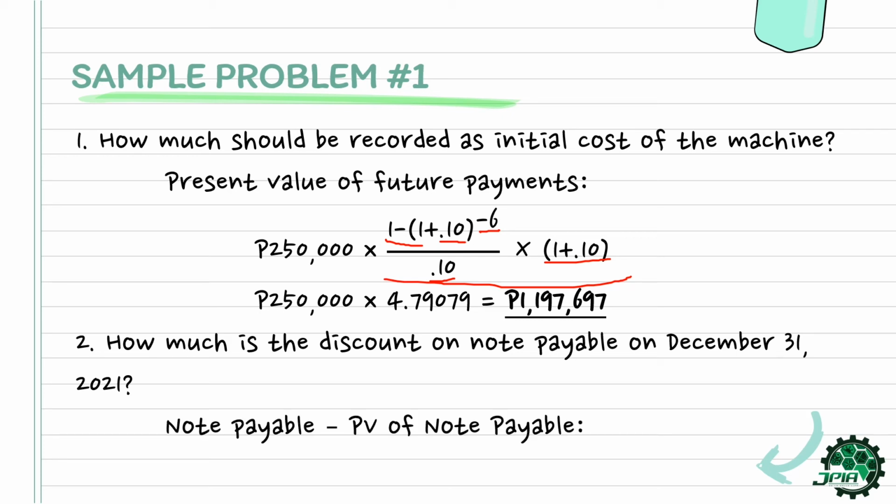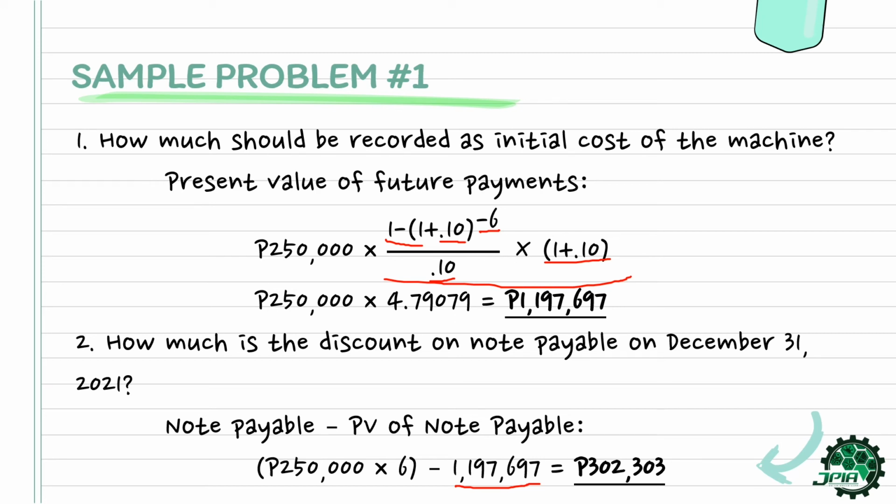So, para makuha natin yon, note payable minus the present value of the note payable. So, imumultiply natin yung payments sa kung ilang payments ang kailangan. 250,000 times 6 payments is the face value of the note payable, which is 1,500,000. Ngayon, isusubtract natin ang nakuha nating present value of note payable, which is 1,197,697, to give us the answer of 302,303.